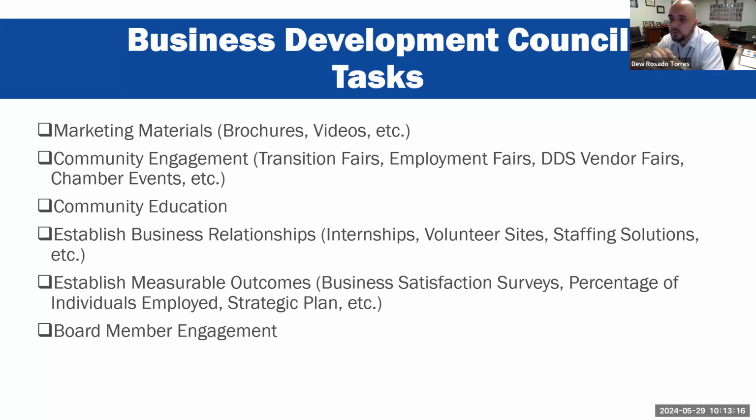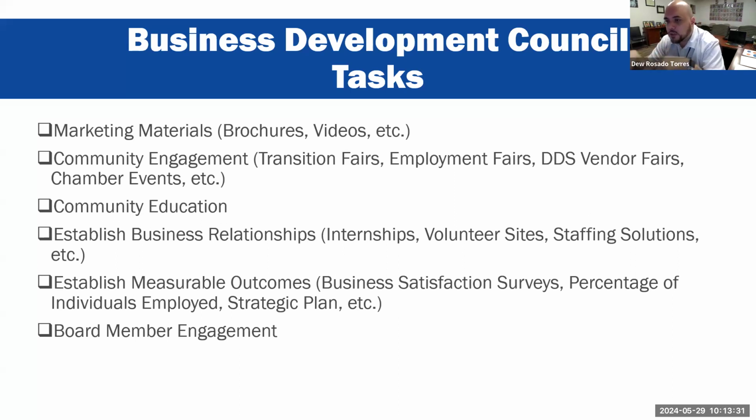Vendor fairs and chamber events are another big one. We make a lot of connections at the chamber events with different business types. And we know this is going to be a slow process. We want to start that conversation at first and keep the conversation going, and hopefully it'll work towards an agreement.